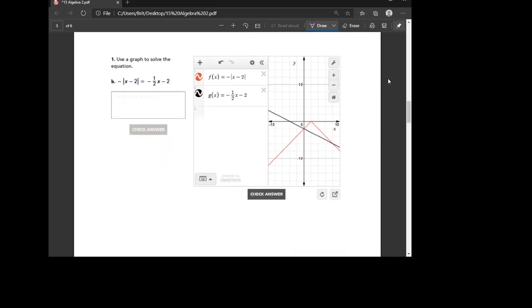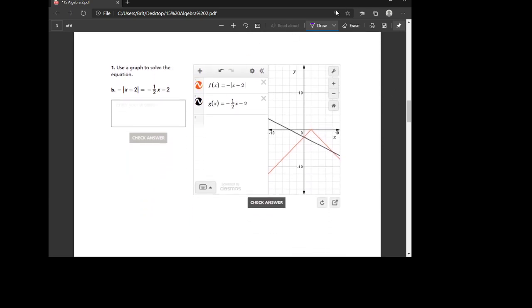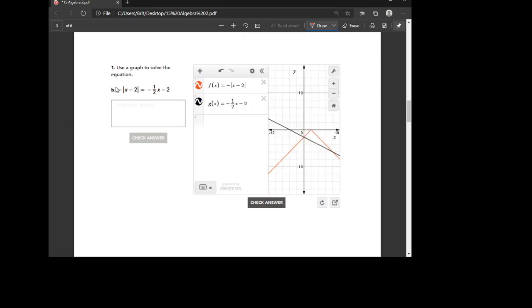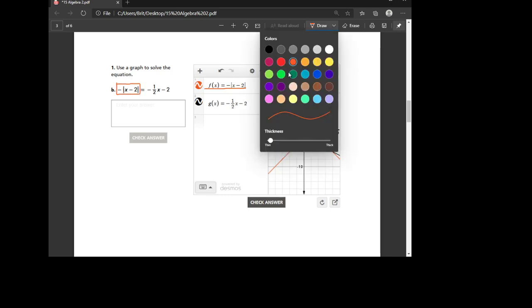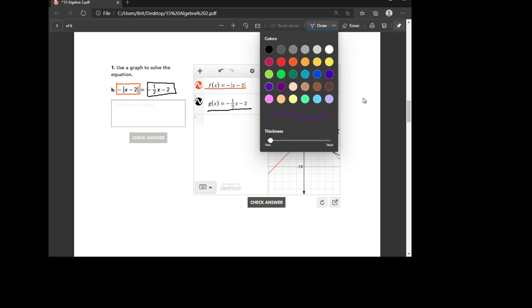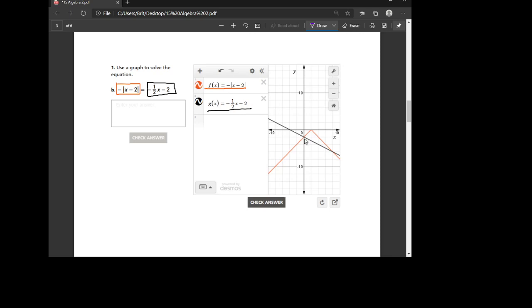Alrighty, here's another one. Desmos picks random colors for their graphs. The first one is orange. There's my f of x that I typed in there. The second one was the negative 1/2 x minus 2. And notice, guys, that the colors they put here are the colors of the lines. So you can tell which line goes with which equation, which is really nice.